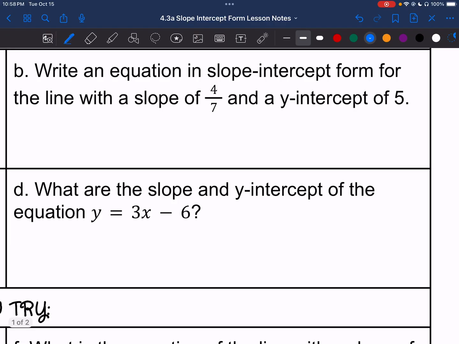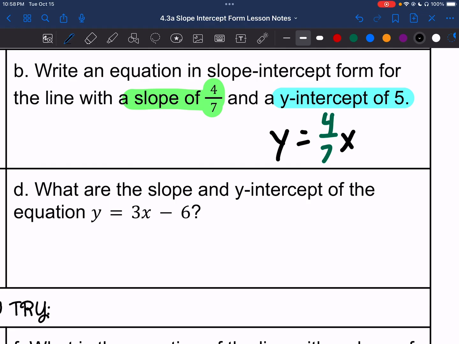Letter B, we're doing the same thing. We're finding those pieces of information. My slope is 4/7, and my y-intercept is 5. So if I write that in my generic form again, y is equal to my slope, 4/7 times x, plus my y-intercept of 5. All right, so you get y equals 4/7 x plus 5.